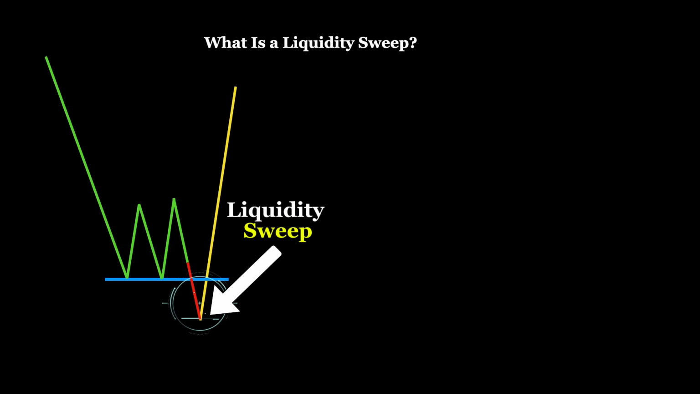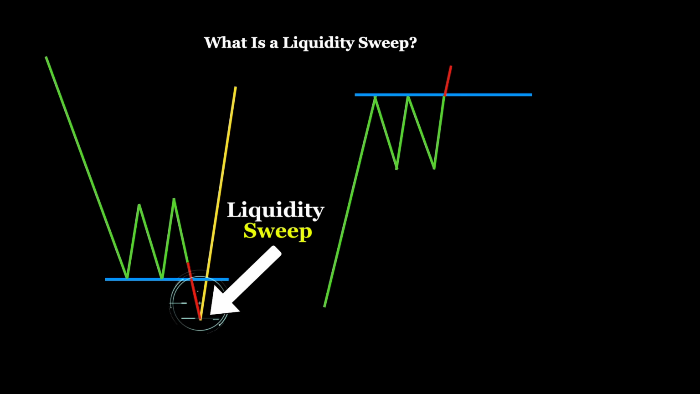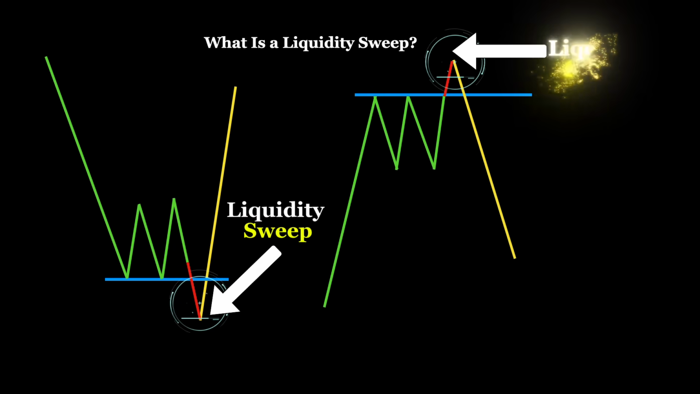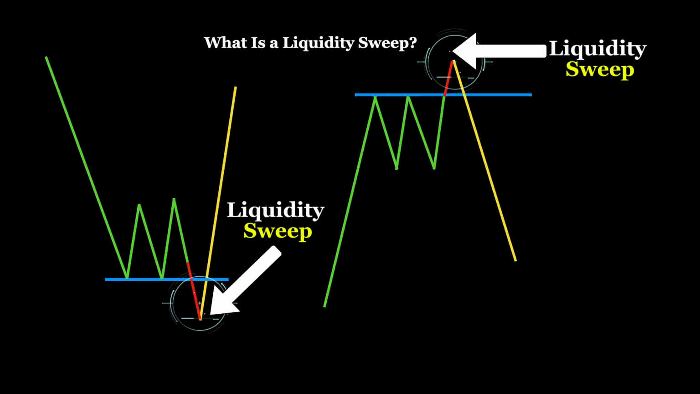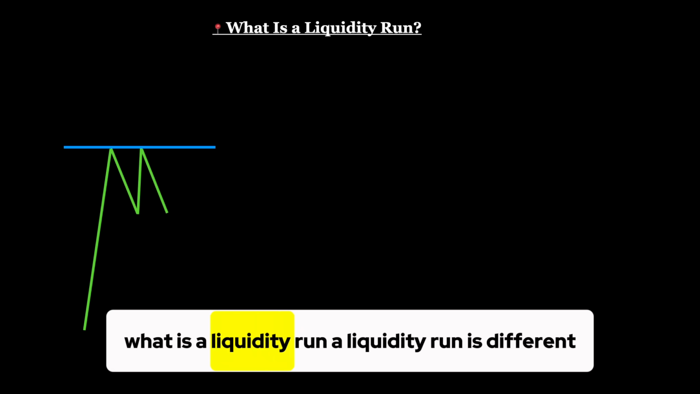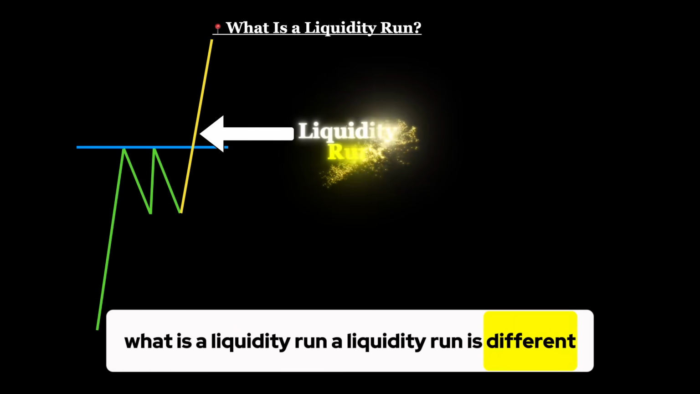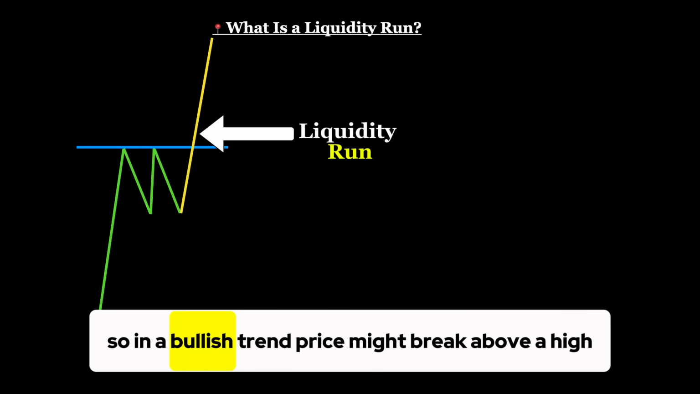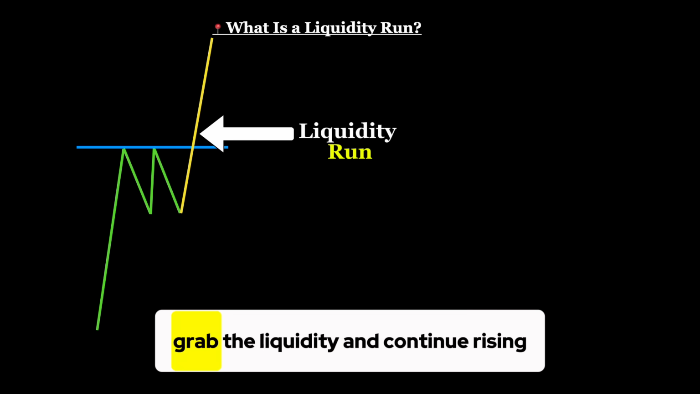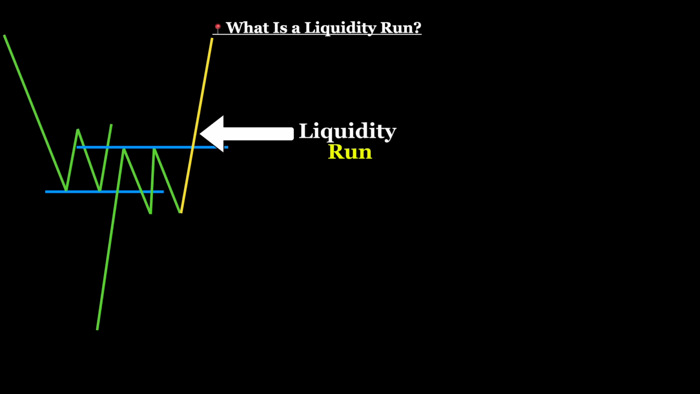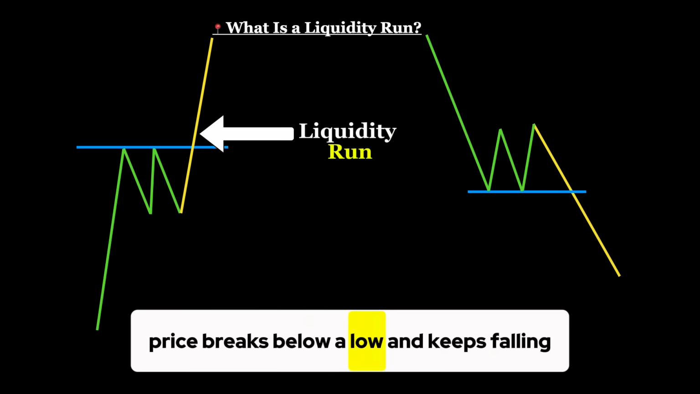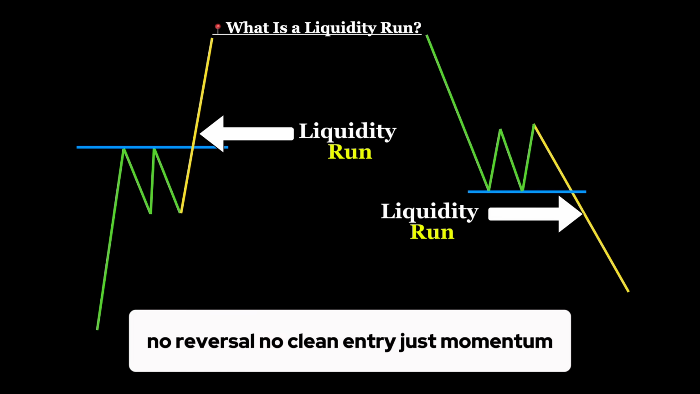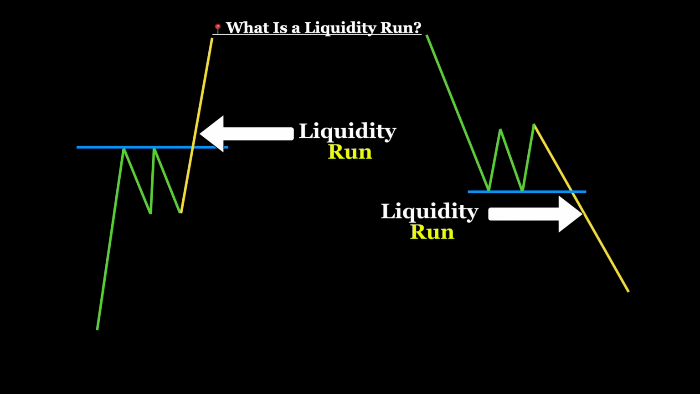In a downtrend, it usually means sweeping sell-side liquidity below previous lows, then reversing upward. In an uptrend, it means sweeping buy-side liquidity above previous highs, then dropping back down. The goal? Take liquidity first, then reverse. What is a liquidity run? A liquidity run is different. Here price targets liquidity but keeps going in the direction of the trend. So in a bullish trend, price might break above a high, grab the liquidity, and continue rising. In a bearish trend, price breaks below a low and keeps falling. No reversal, no clean entry, just momentum.